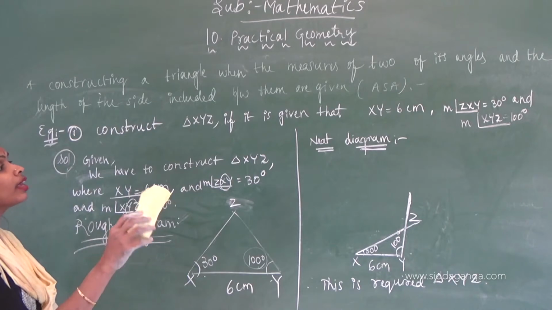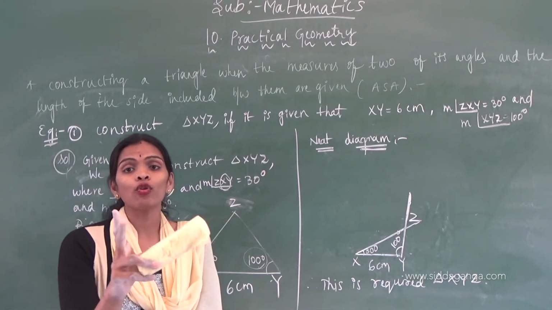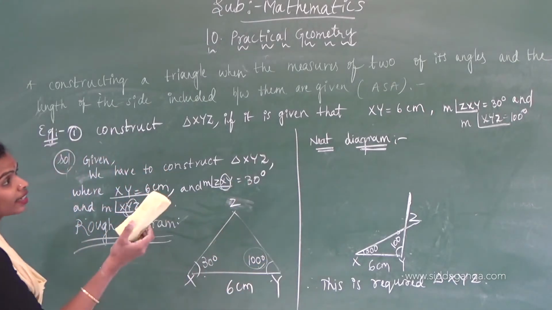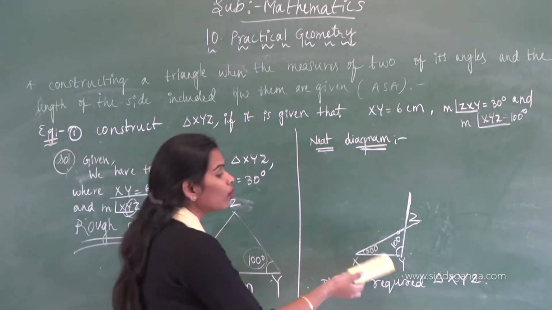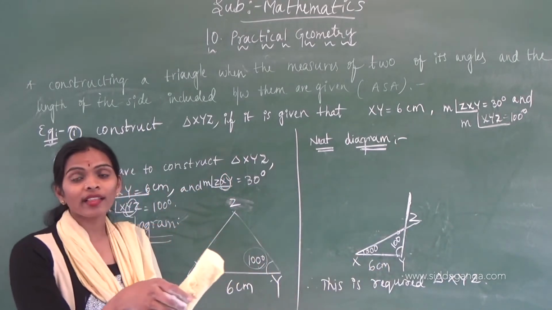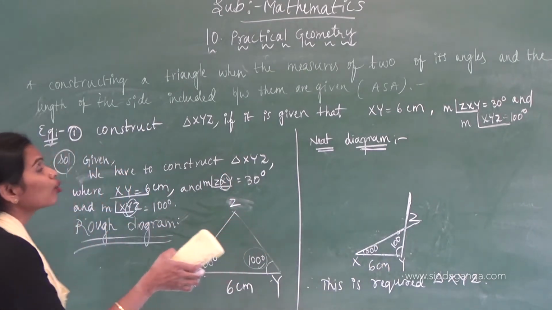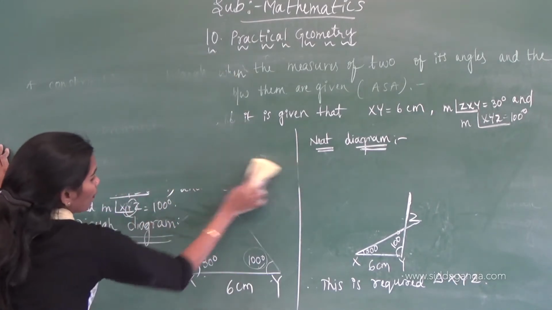Here they are giving one side and two measurements of angles. That side we have to take as base and the measurements we have to construct through the protractor. Then we will get the required triangle. Now we are moving to the exercise problems, children.